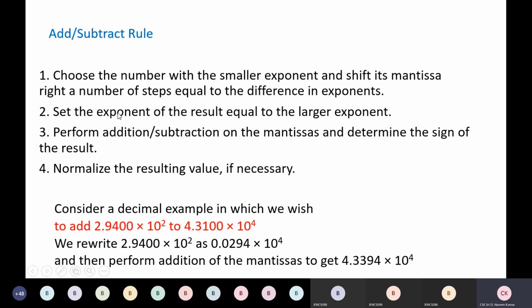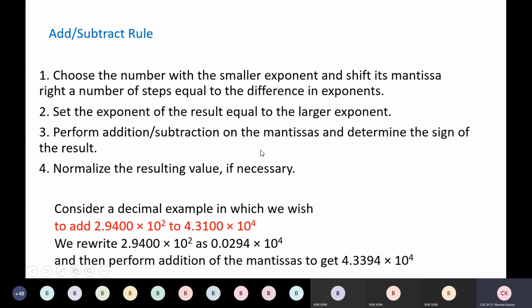So first step is to convert the number with smallest exponent so that the exponents of two numbers will be equal. Second is we add their mantissa parts and determine the sign also of the resultant value, and finally we will normalize it to scientific notation like 1.m notation. These are the rules for the addition. Similarly, for addition and subtraction it is the same 4 rules.